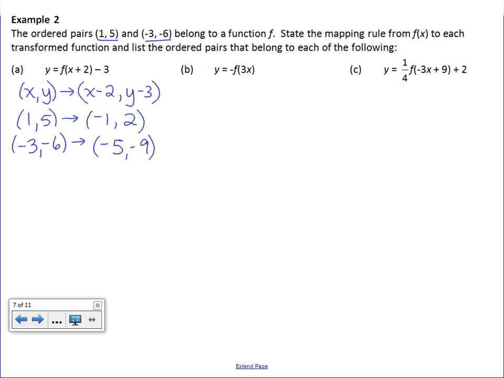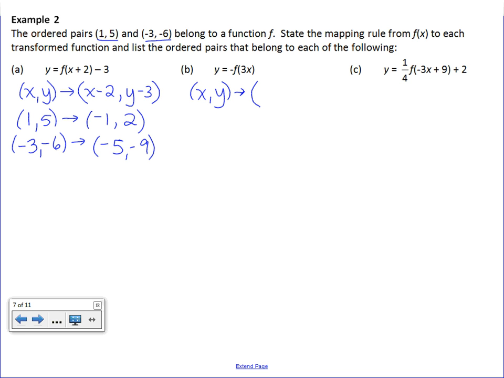Okay, let's go for B. So what's affecting x for y equals -f at 3x? Is that affecting x? So the k, anything that affects x is going to be in the bracket with x. So 3, that's a k value. So what do we have to do with that?